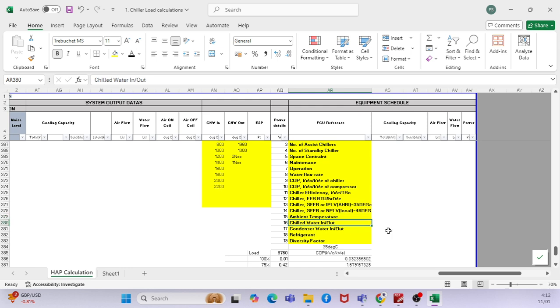Then the chilled water in and out temperature is very much important, because the chilled water in and out should be in line with your indoor unit. So when you do the calculation for the HAP, you have to consider certain input chilled water in and out values.